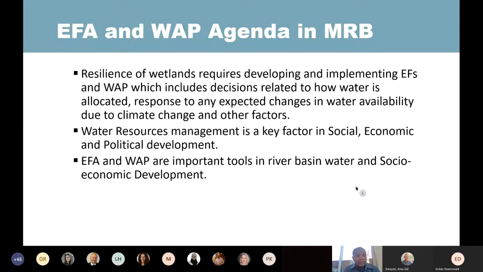So environmental flows assessment and water allocation plan are two sisters with the ecosystem-based adaptation and of course integrated water resources management accordingly, and important tools in river basin water and socio-economic development, without which we cannot actually have sustainable development in the region and of course globally.